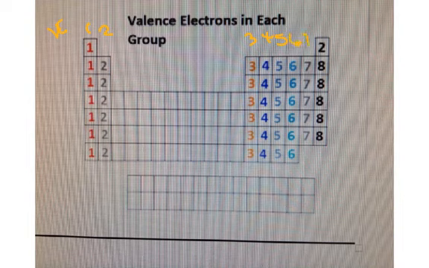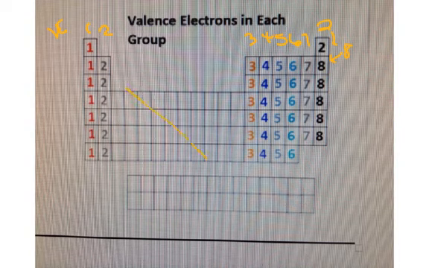The last column's a little different because of that first energy level only having 2. That helium one can only have 2 valence electrons, but everybody else in that group can hold up to 8 valence electrons. So you are going to need to understand by just looking at the periodic table how many valence electrons an element has. So all you have to do is count the columns.